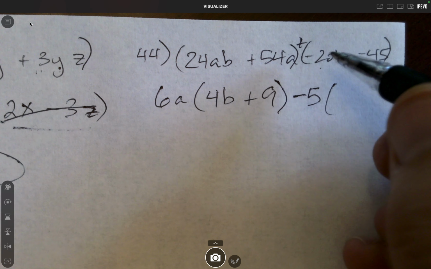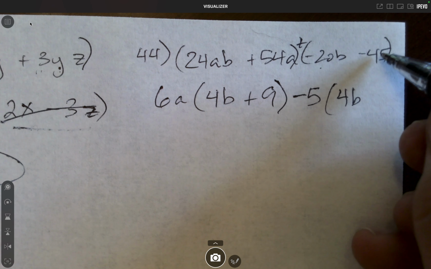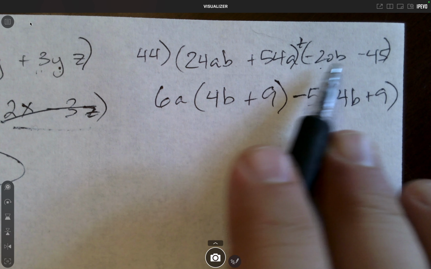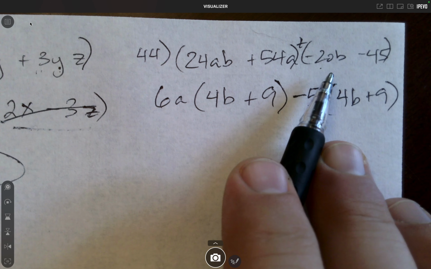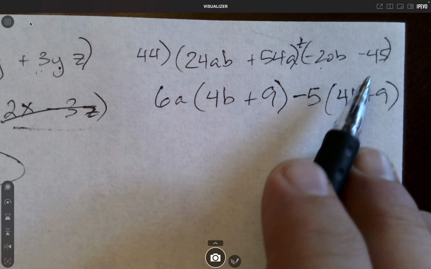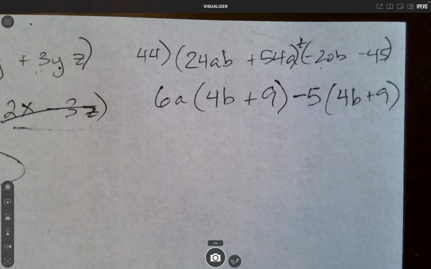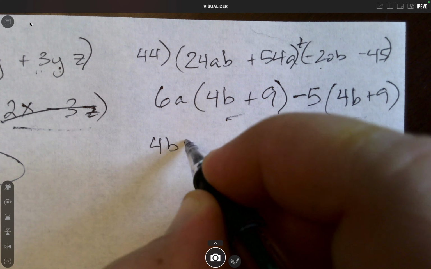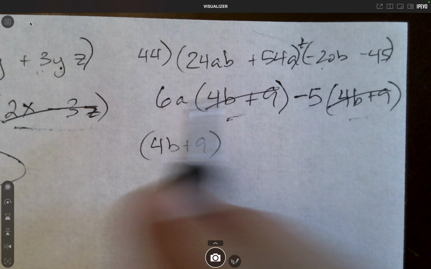So 20 divided by 5 is 4. Leave the b. 45 divided by 5 is 9. And again, these went from being negative terms to positive terms because we factored out a -5. So I really should have said -20 divided by -5 is +4, -45 divided by -5 is +9. So they both have 4b plus 9. I can pull that out front. That leaves us with 6a minus 5.